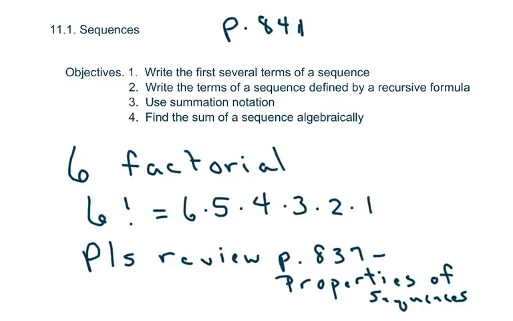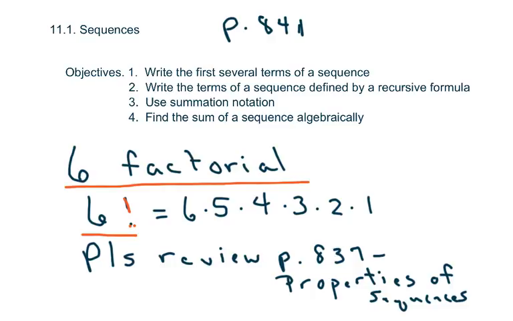Okay, here are the objectives. You need to know what factorial means if you haven't seen it before. 6 factorial, or algebraically it's written 6 exclamation point. It's just decreasing numbers like 6 times 5 times 4 times 3 times 2 times 1.